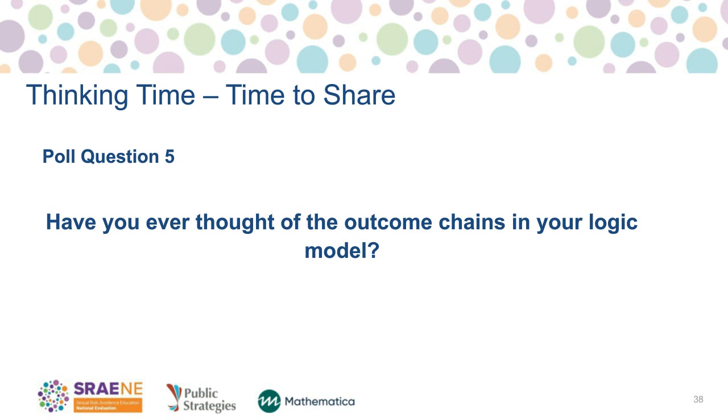All right, let's go see what the results are. So the good news is that most of you have thought about outcome chains. That's wonderful. I'm really glad that you guys have thought about them. And more of you who indicated no or never thought, more of you are in the never thought category. I think that's great too, because that means you're like, oh, wait a minute, maybe I should think about them, right? So I think that's great.